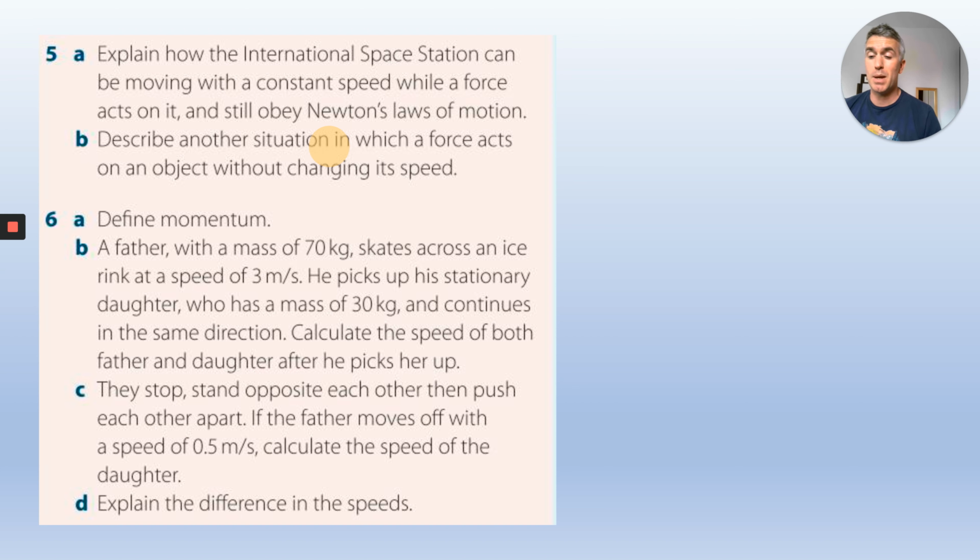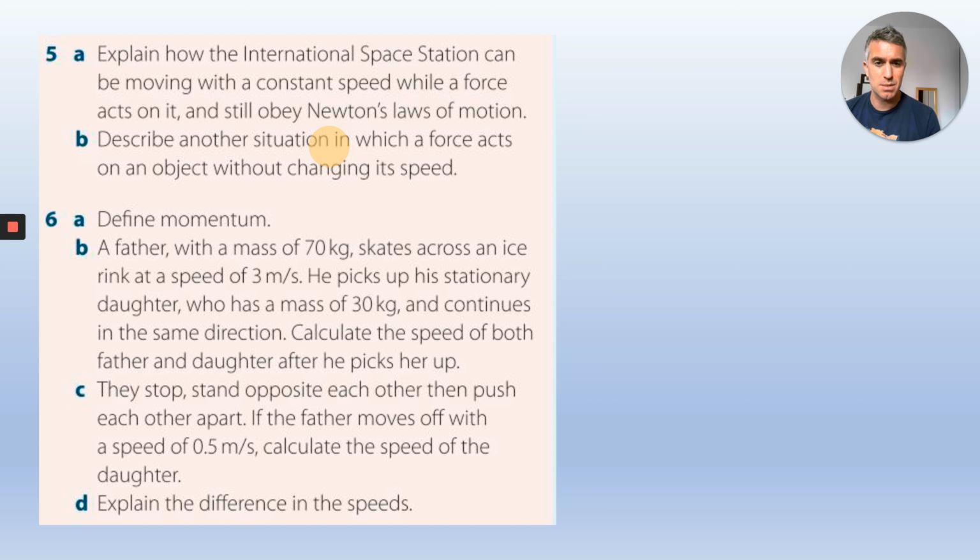Six is define momentum. The equation is fine, but make sure you say what each part of the equation means. A father with a mass of 70 kilos skates across an ice rink at 3 meters per second. He picks up his stationary daughter, who has a mass of 30 kilos, and continues in the same direction. Calculate the speed of both the father and the daughter after he picks her up.